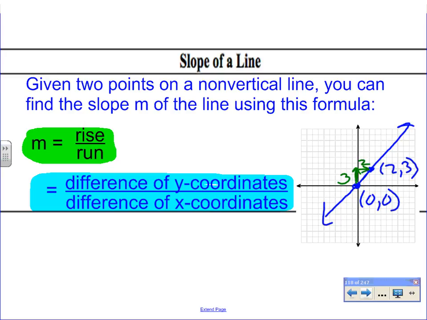And then the run, I'm going right 2. So those are both positive. I'm going up, it's positive. I'm going right, it's positive. So my slope, or m, is 3 over 2, because I went up 3, that's the rise, over 2 because I ran, or I went right 2.